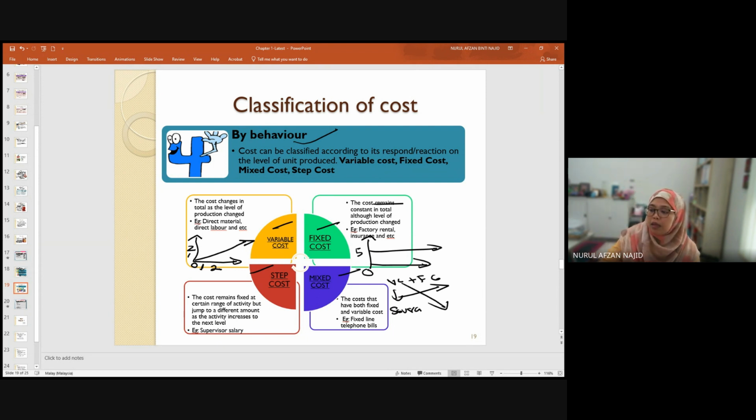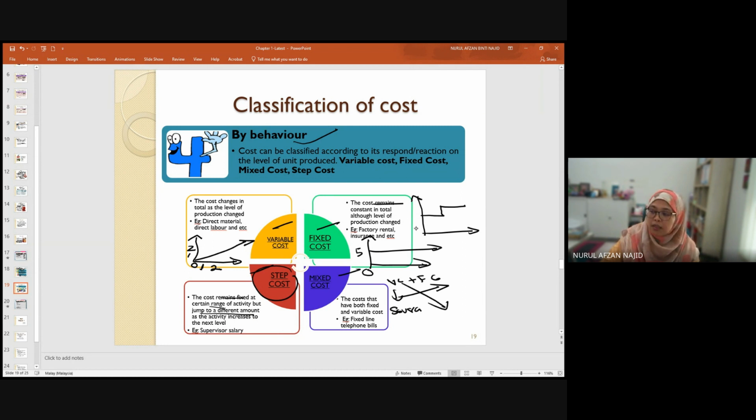Right? And yang keempat adalah step. Step ni graph dia akan jadi macam ni. Mula-mula dia constant, dia fix. Dan dia akan jump kepada satu amount dan dia akan fix balik. Okay, that's why dia kata macam ni. They remain fixed at certain range of activity but jump to a different amount of the activity when the activity increases to the next level.